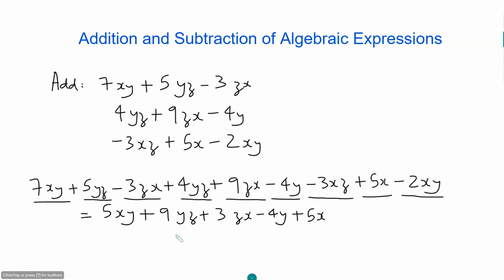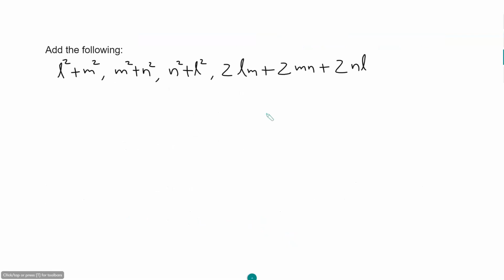This cannot be simplified any further because each of these terms is unlike. You don't have any pair of like terms in this. So that's your answer. The exact order of your terms doesn't matter as long as you have all the terms with the correct coefficients. Let's do one more example for addition.